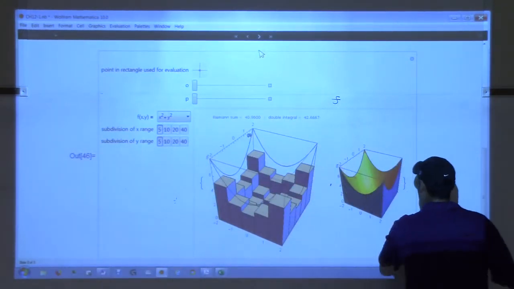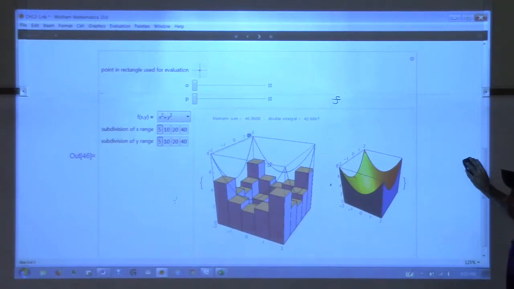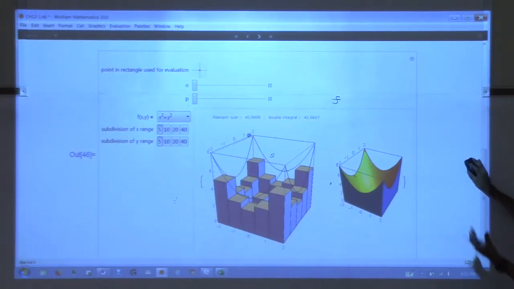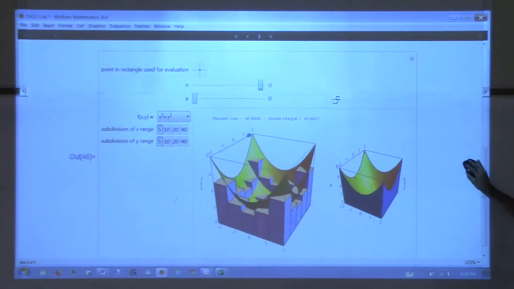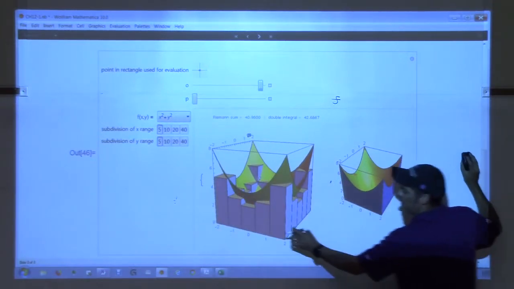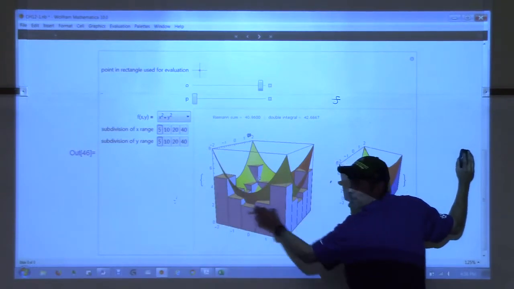We take our surface, and below it, we start filling up the space with boxes, right? So we have our actual surface. Let me see if it comes in here. No. There's our actual surface. And what we're doing is we're trying to fill it up underneath it with these boxes and find the volume of each of those boxes.